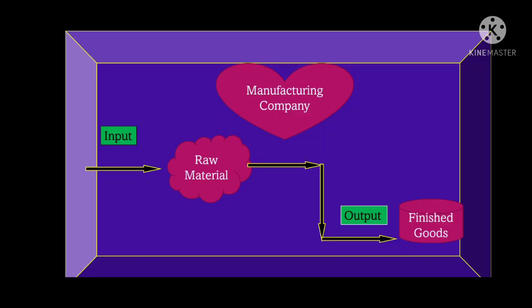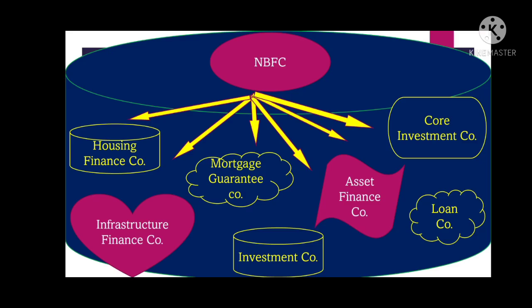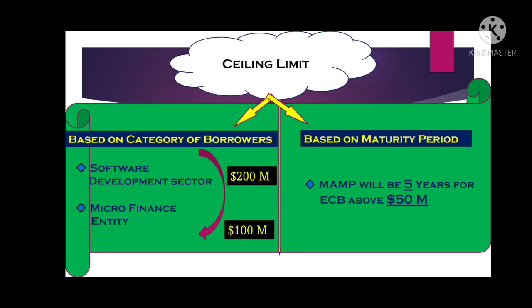Right? Now let's move forward on the same part. Let's first cater to this maturity period aspect only. MAMP will be 5 years for the ECB above $50 million. If the value of the availed ECB is above $50 million, then the maturity period should be a minimum of 5 years. Now let's move backward on the same, based on the category of borrowers.